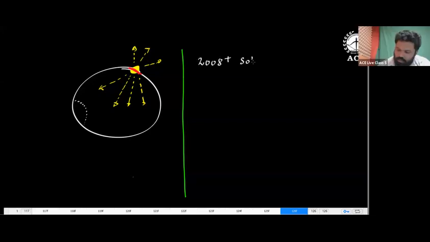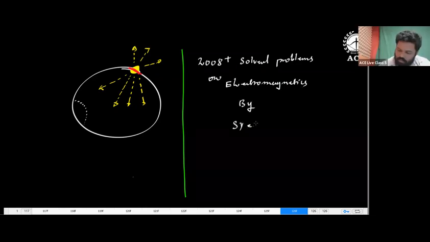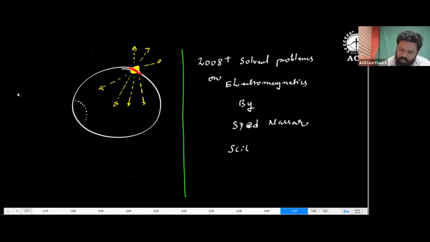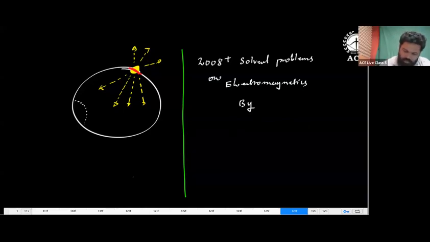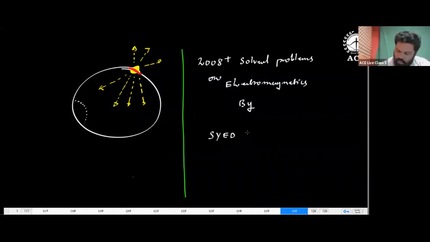(2008) plus solved problems on electromagnetics by Syed Nasr. Here there are maximum short type questions, up to 20 questions, just to solve up to Maxwell's equations. And you need not purchase this book. It is already available on the net. The PDF is available. First, your preference should be for the previous year questions. Syed Nasr.